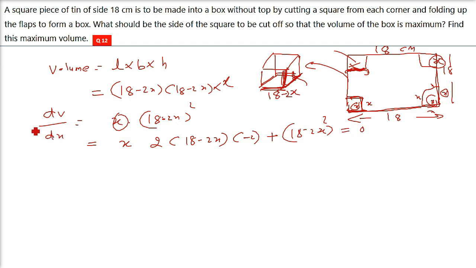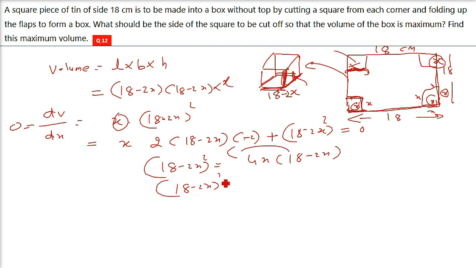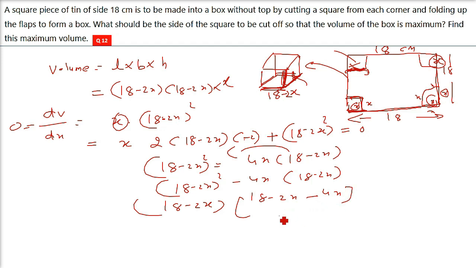This has to be equated to 0, and once we equate it to 0, there are certain things that are going to come up. The way you solve it can be different from your friend's, because there are multiple ways to simplify the equation being formed. Rather than doing this, take 18 minus 2x as common. Once you take 18 minus 2x common, you are left only with 18 minus 2x minus 4x, because 18 minus 2x we have already taken common. So you get 18 minus 2x minus 4x, that is 18 minus 6x here.